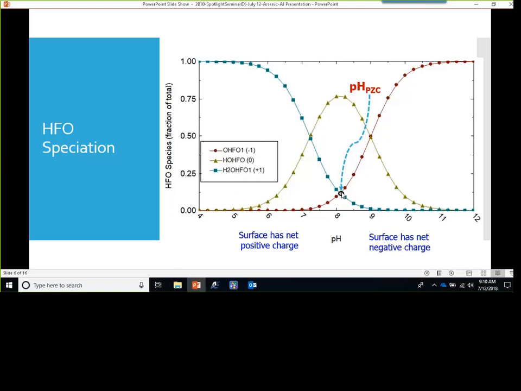And at that point right there, which is at about 8.1 or 8.2, there's a net zero charge on that surface. And that's actually given a name. That's called the pH of point of zero charge of the HFO.